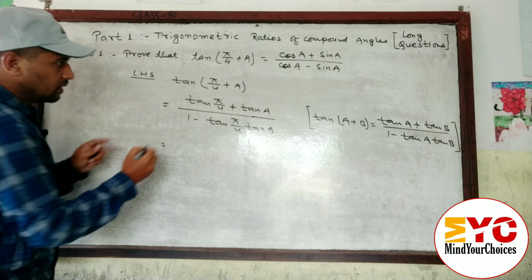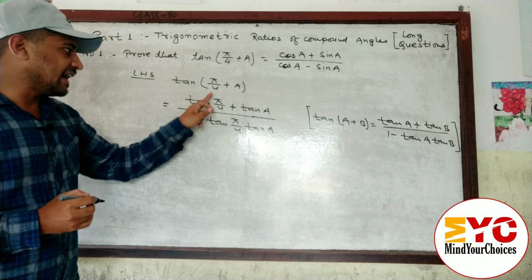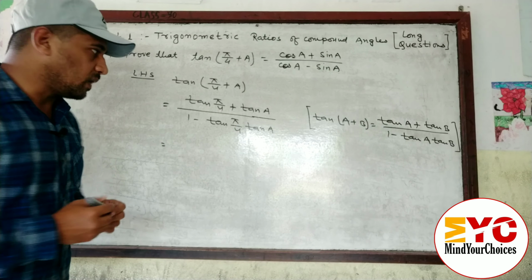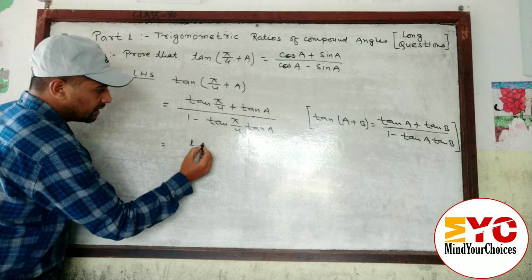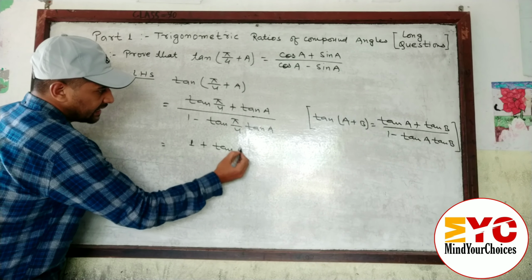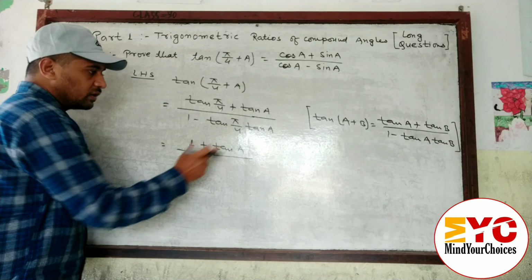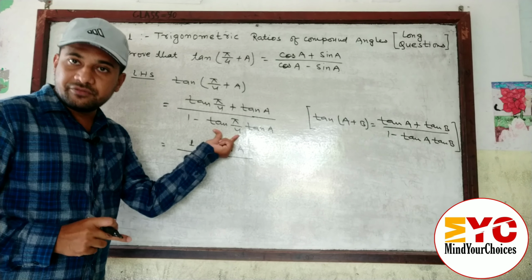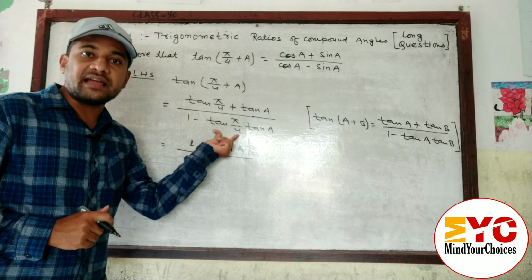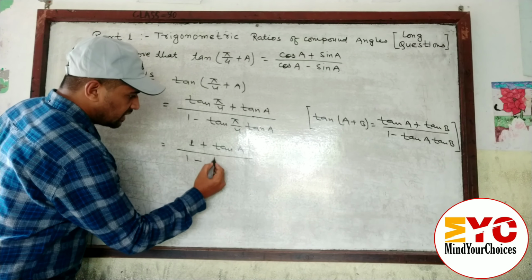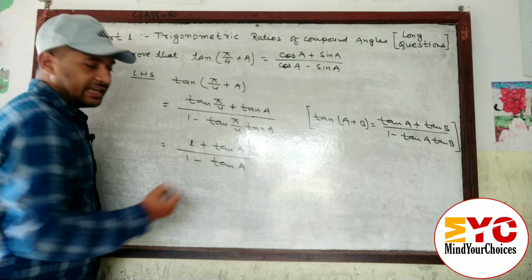Now, what is the value of tan pi/4? Pi/4 means 45 degrees, and tan 45 means 1. So we can write here (1 + tan A) by (1 - tan pi/4 tan A). Tan pi/4 means tan 45, and the value of tan 45 is 1. 1 into tan A is equal to tan A, so we can write directly tan A.